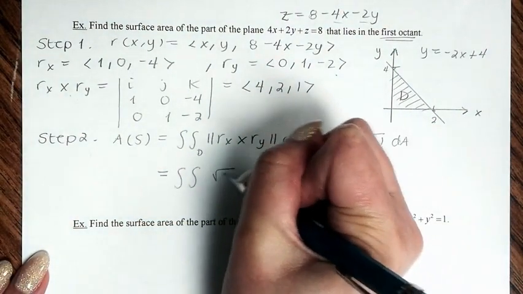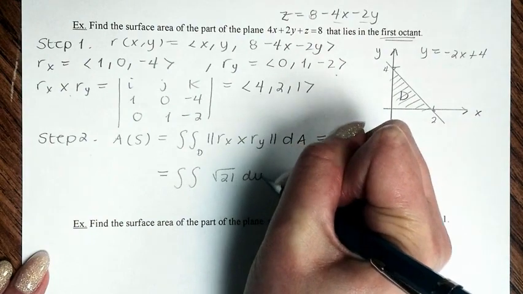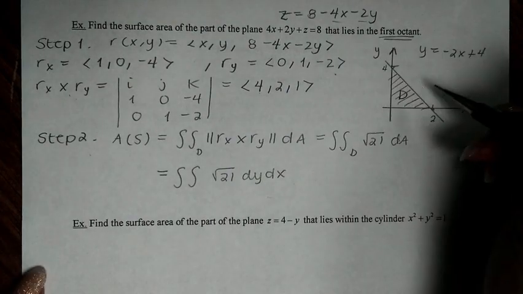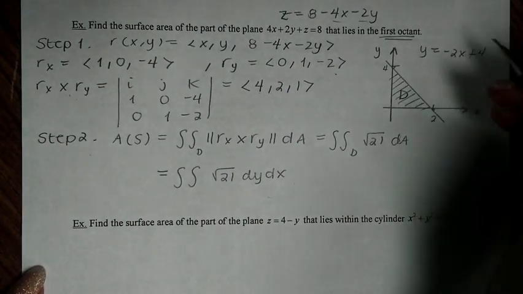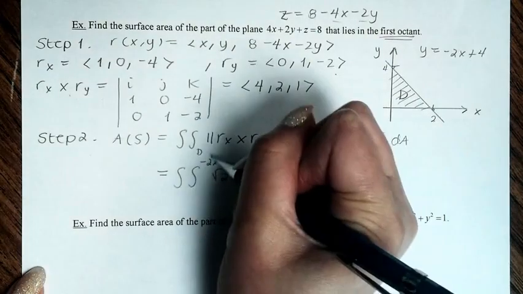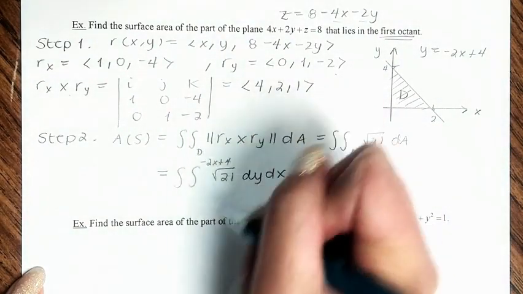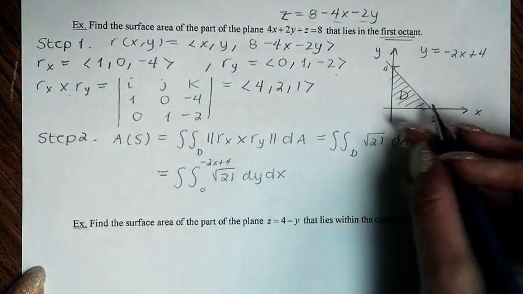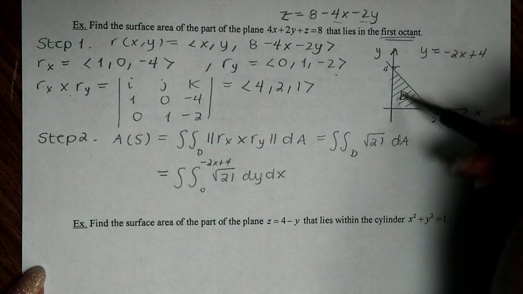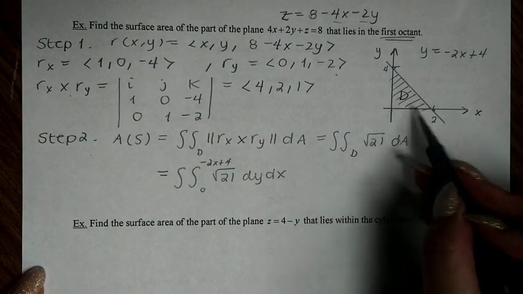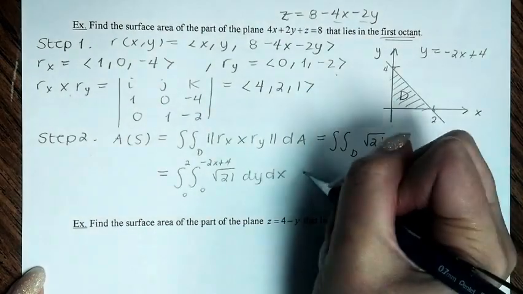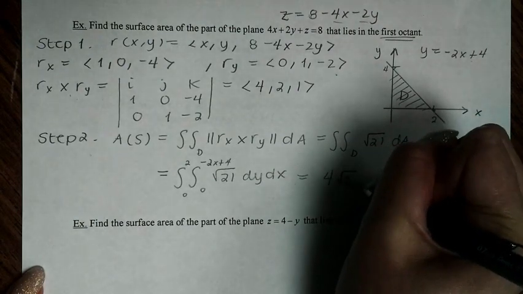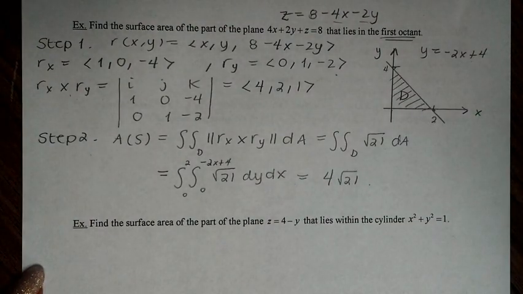So you have that it's root 21, and I would do dy dx because we're more used to doing that. What's the top? The top is going to be the equation, that linear equation that you have, negative 2x plus 4. That's going to be your upper limit of integration, and then the bottom is going to be 0. Then with the y, the x, excuse me, for the x, you know that it's going to be from 0 to 2, and then I would type this in your calculator, and you would have that it's 4 root 21. Isn't that nice? So as you can see, not that bad.